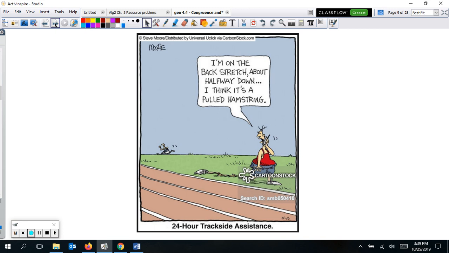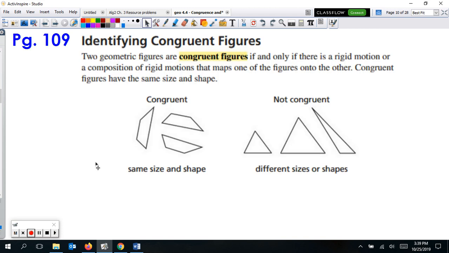All right, so let's look at our lesson now on page 109 for the vocabulary word there that says congruent figures. Here's what we want to do. It says two geometric figures are congruent figures if and only if. Now remember, that's a biconditional statement when we see if and only if. There is a rigid motion or a composition of rigid motions that maps one figure onto the other.